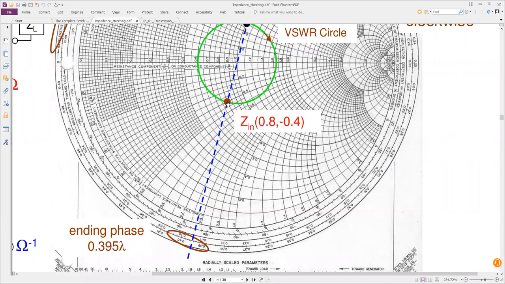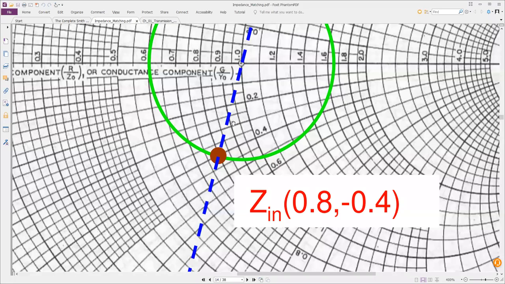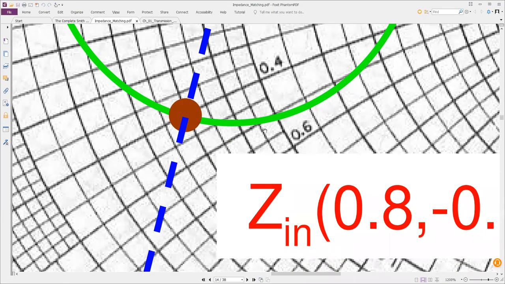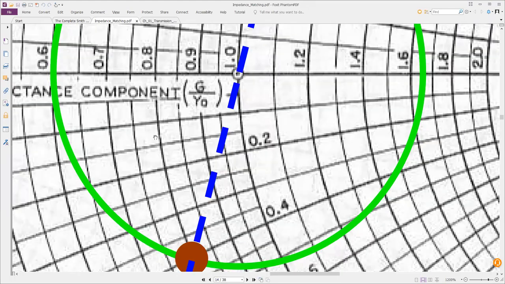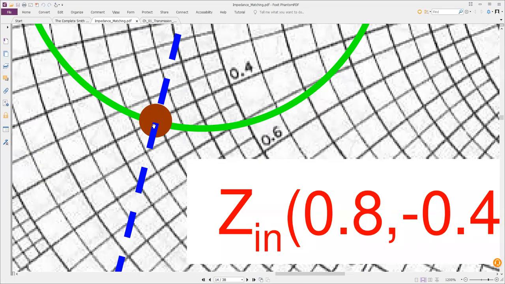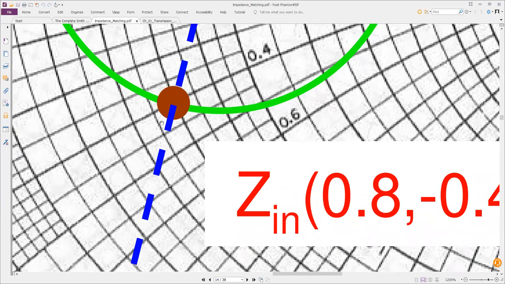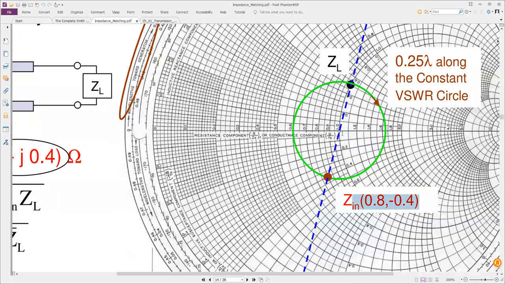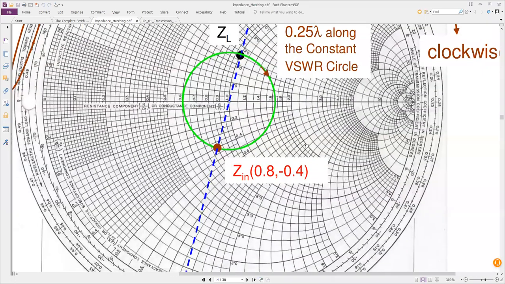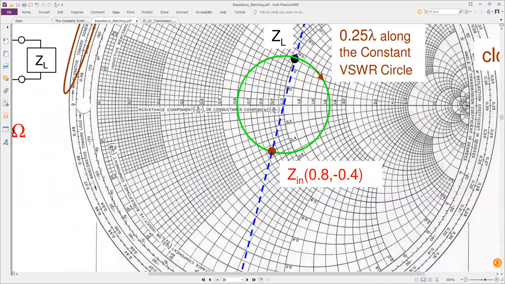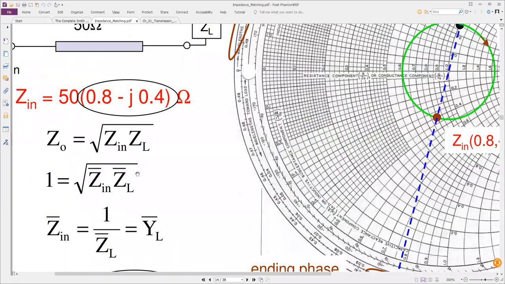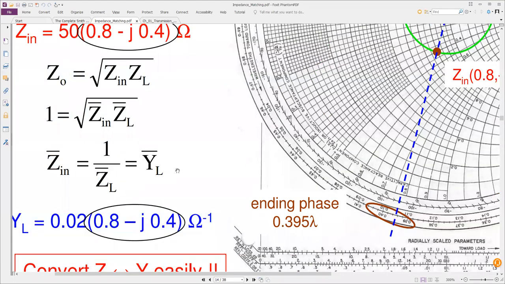Here it has been found that it is 0.8. Okay, see here, this is 0.8, and here maybe minus 0.4, around 0.4. This is minus. Why minus? Because it is in the lower part, the capacitive part. This is capacitive reactance. That's why it is minus. So multiply it, then we will get the value.